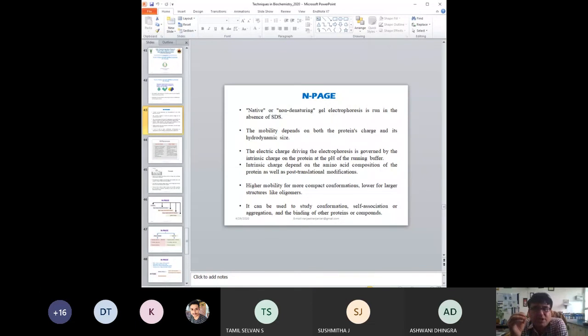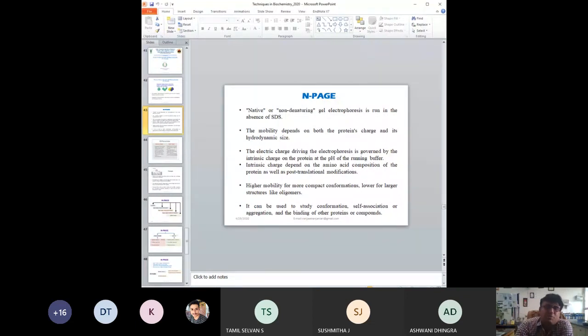Non-denaturing means we are trying our best to create a condition where protein should not denature or aggregate. Because if it gets denatured or aggregated, it will lose its biological activity or native conformation. So here our objective is to provide a condition where protein should retain its conformation and then biological activity.